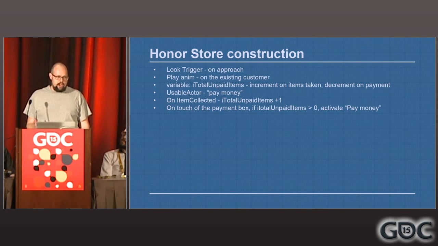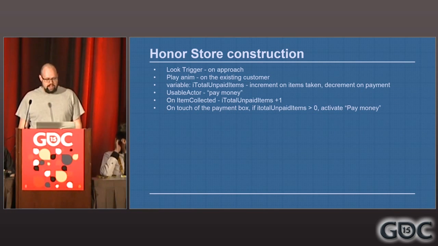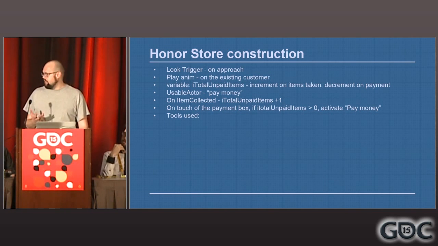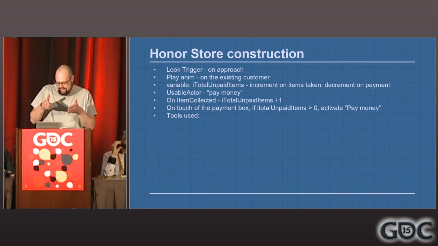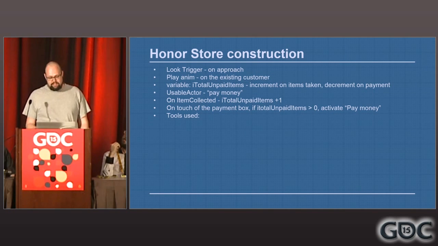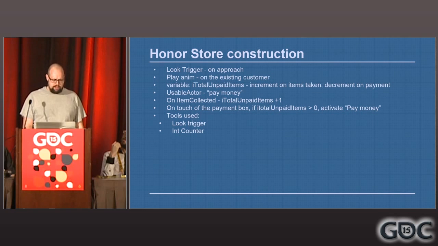And as they approach the payment box, I check it. Generally I try and do this check at the last possible moment where something is set. So when they get really close to the box, I check if they have more than 0 unpaid items, at which point I activate the pay money entity. And the other things, like the coins themselves, are just overridden by the pay money. So if you actually aim in, and I'm not super fond of this, you can really zero in and get the coins so you can steal when you still have money to pay. But it's really simple tools. It's basically a look trigger, an integer counter, item used events, and a usable actor.